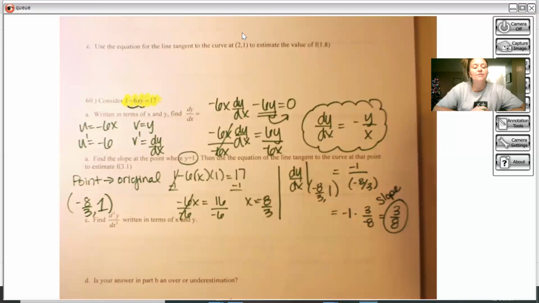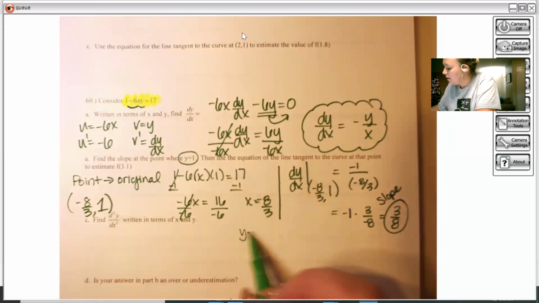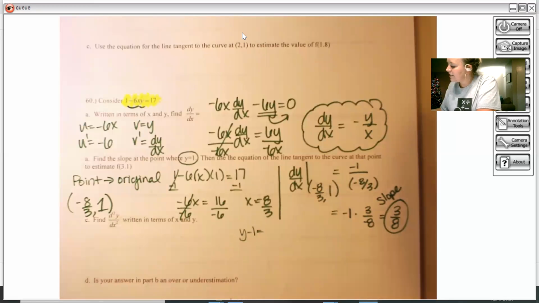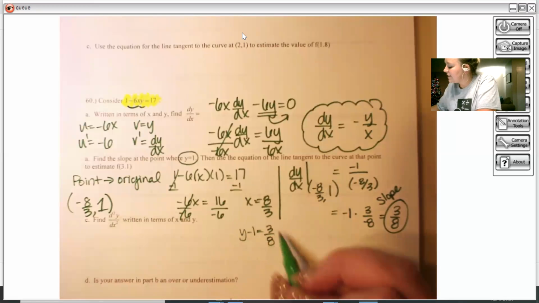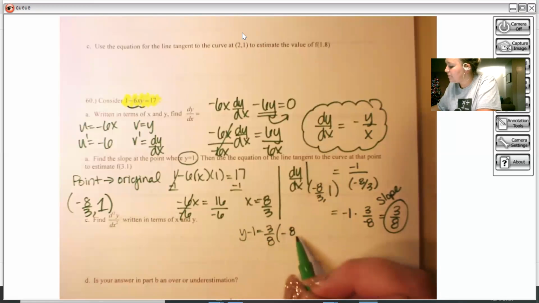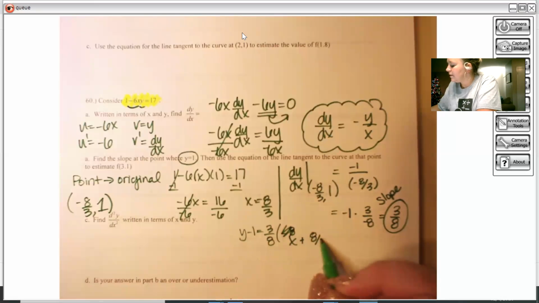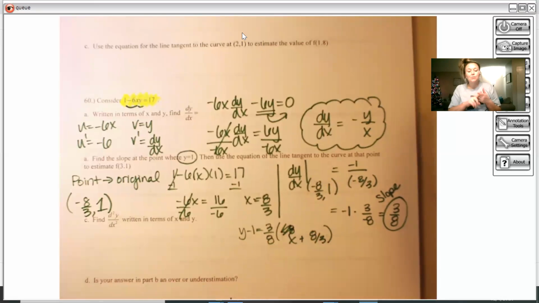Those are the ingredients you need for a tangent line. So for my tangent line, I'm going to do y minus 1. My slope is 3/8. And then my x is going to be negative 8/3. Oops, hold on. x plus 8/3. Okay, because remember, it's x minus x1. So if I have a negative 8/3, I'm going to make it x plus 8/3 in the equation.